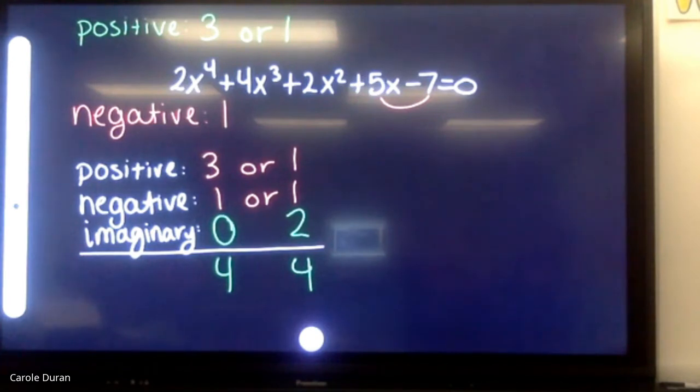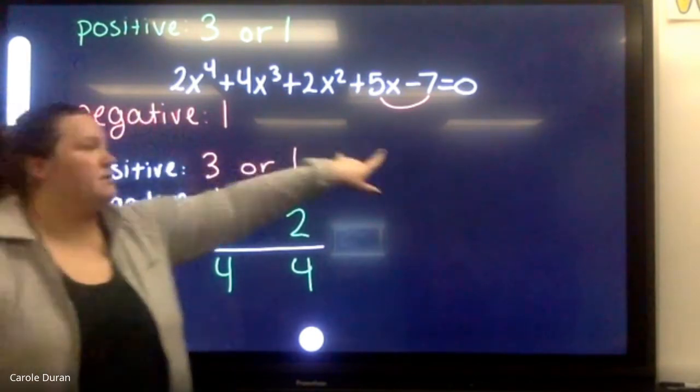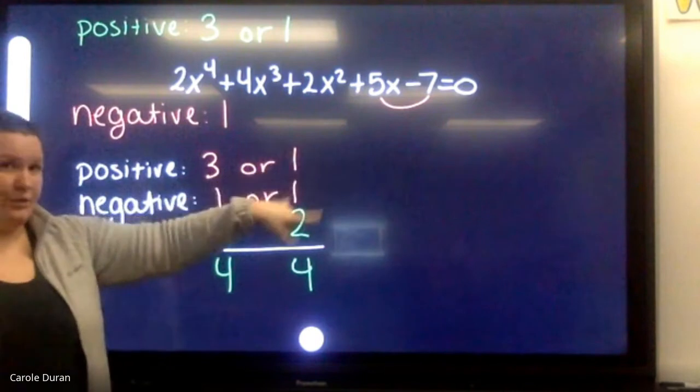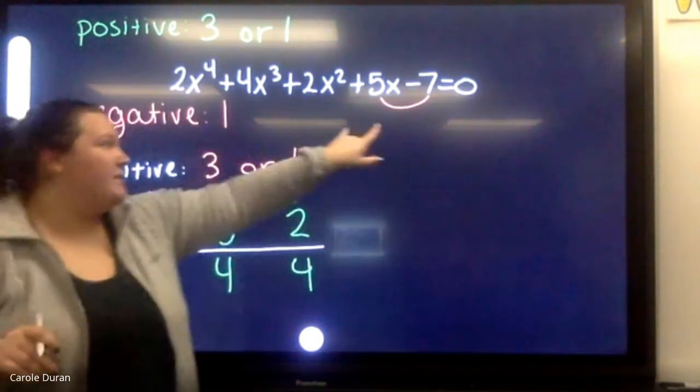If the negative ones would have been like 2 or 0, then I would have listed this option twice, so like 3 or 1. And I would have had 2 under these two and 0 under these two.